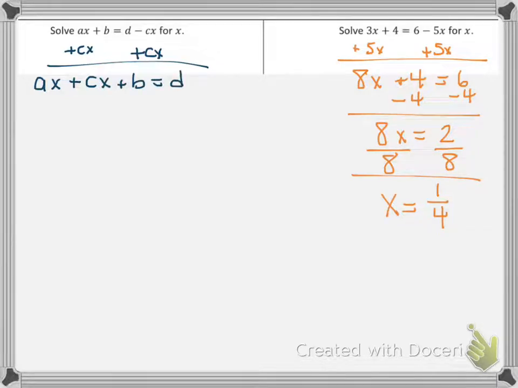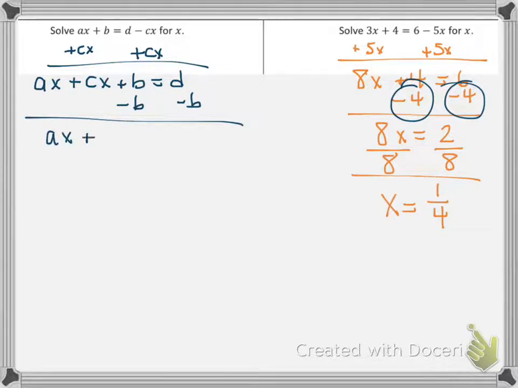And then I'm just going to, like I did before where I subtracted 4 from each side, subtract b from each side. And we get ax plus cx is equal to d minus b. All right? And then I would like to divide like I did here, but I can't do that until I factor this. I see that this term has an x and this term has an x. So I'm going to use the distributive property to factor out that common x.